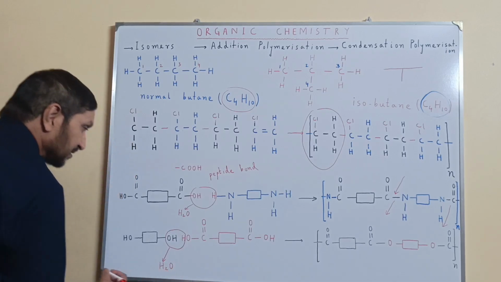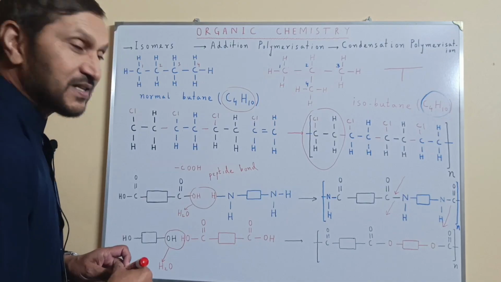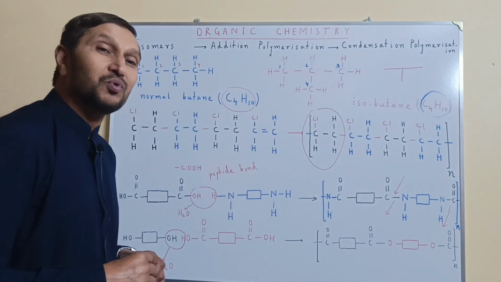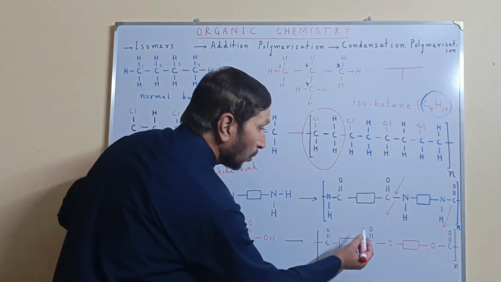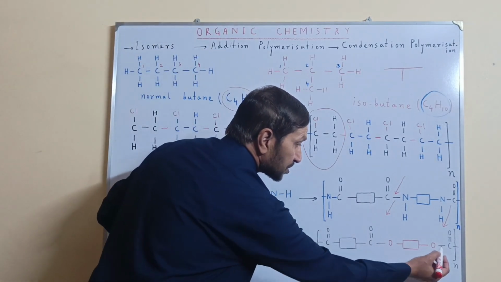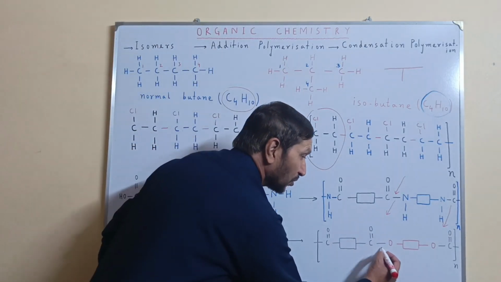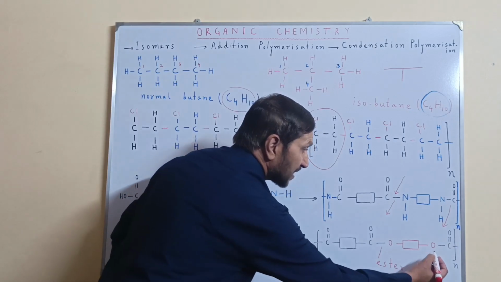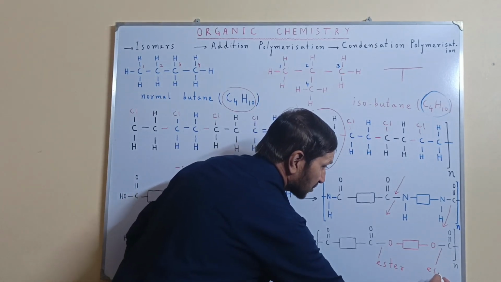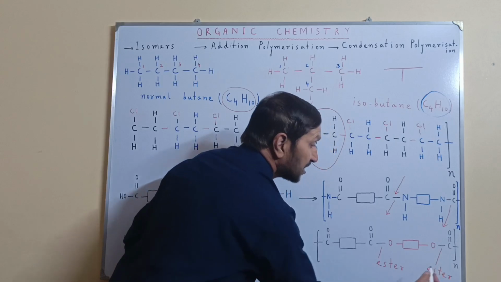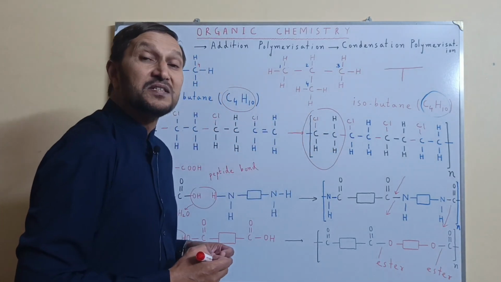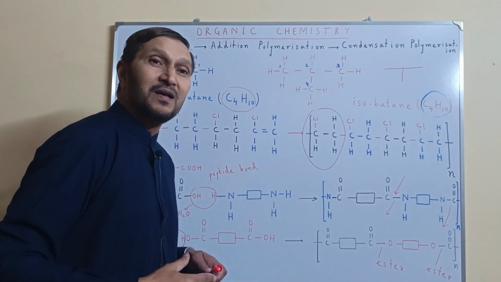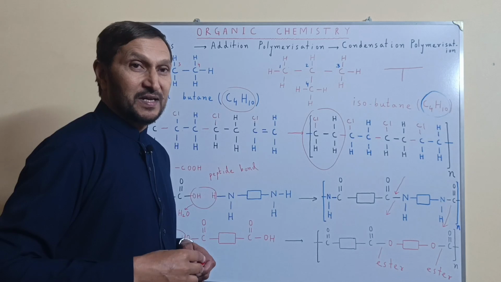So the two monomers are condensed. That's why this process is called condensation polymerization. In this way an OCO bond is formed, and this OCO link is called an ester link. And as this polymer has many ester links, what should we name it? Polyester. So once again, polyester is another polymer which is formed through condensation polymerization.